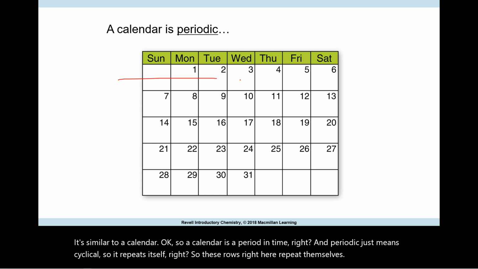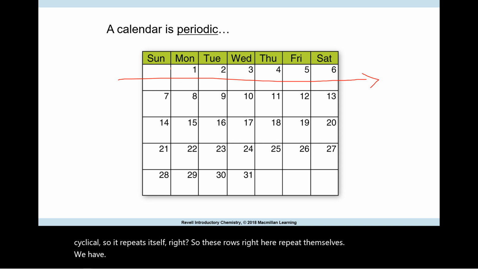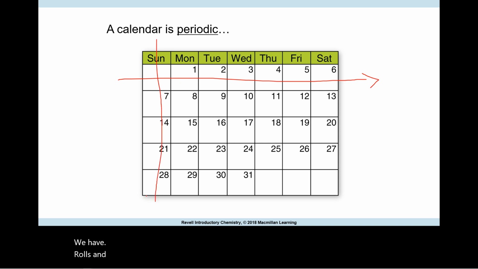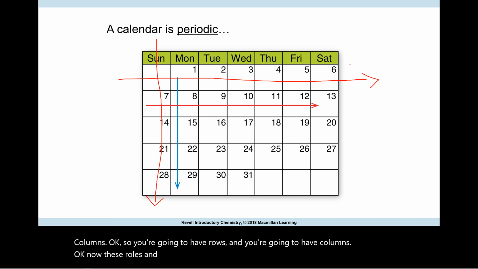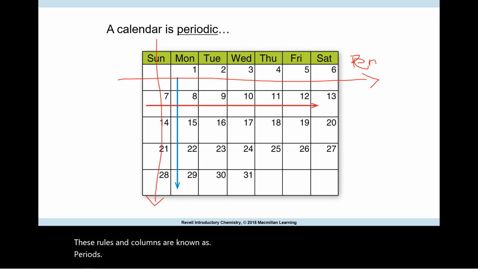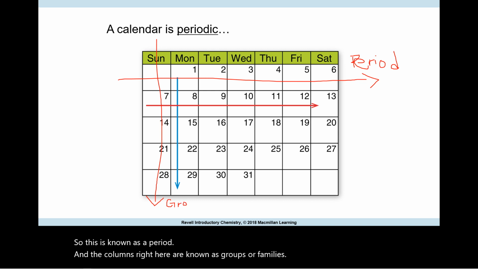We have rows and we have columns, okay? So you're gonna have rows and you're gonna have columns. Now these rows are known as periods. So this is known as a period. And the columns right here are known as groups or families. So you could say groups or family.